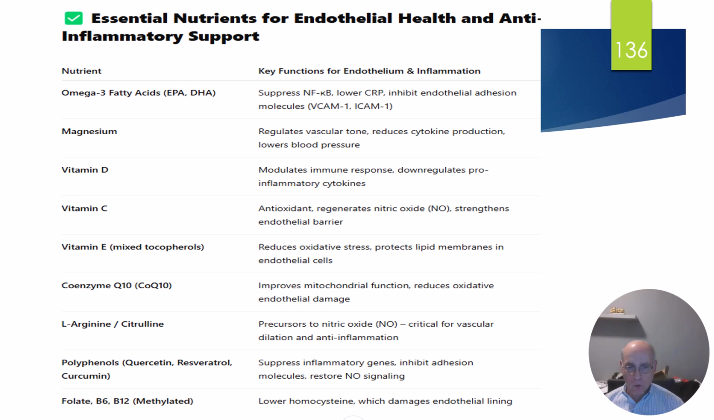So polyphenols like quercetin, resveratrol, curcumin, folate, B6, B12, especially you need to have the patient take it in methylated form to lower homocysteine levels, which I previously said. I use a product called B12 methylfolate. So it's supplying B12 in a cyanocobalamin form, and it's a methylated B vitamin. Since most patients, and you can do this, you can check their methylation status.